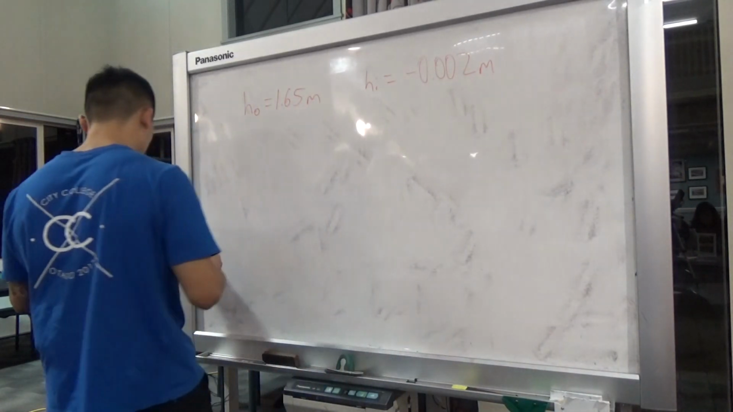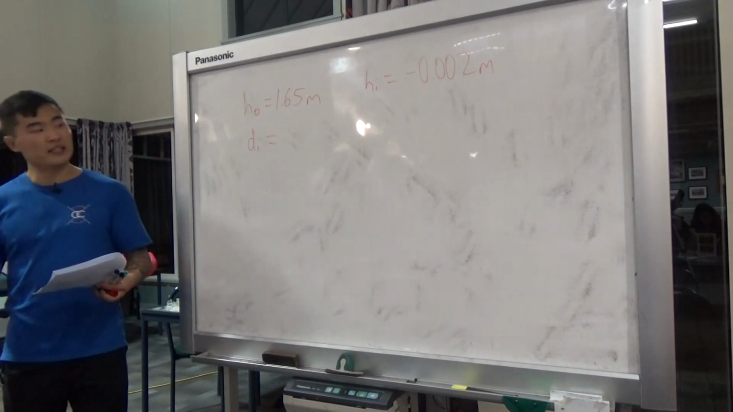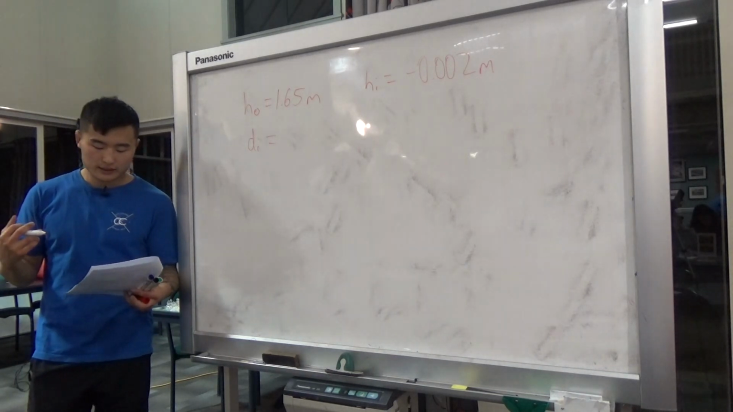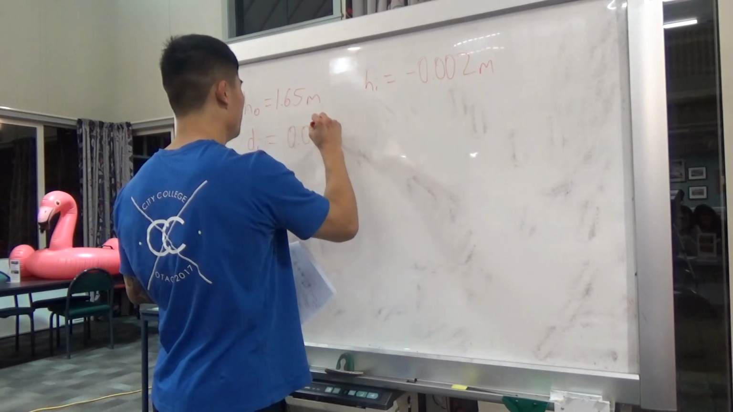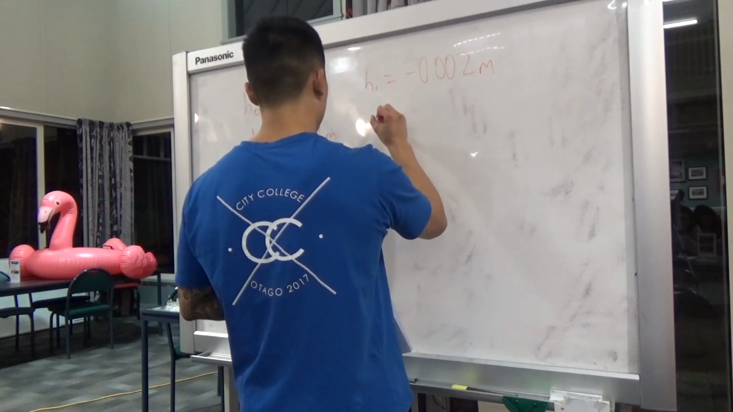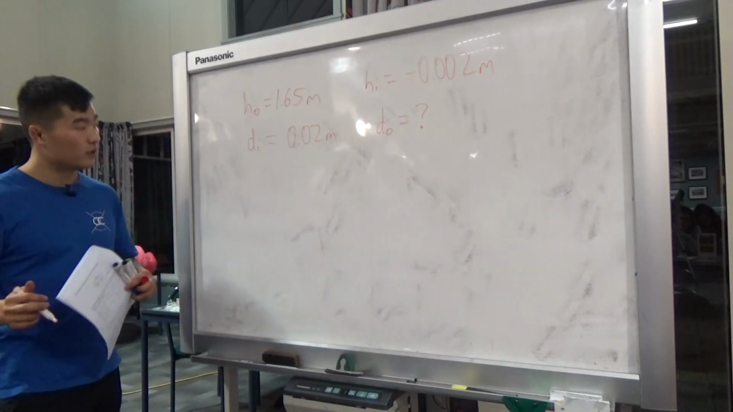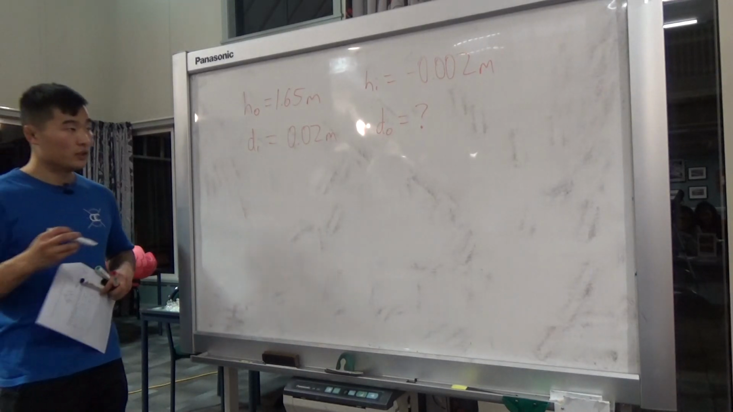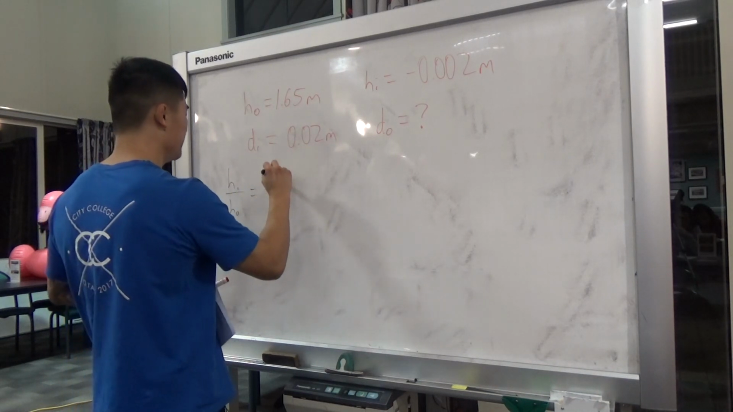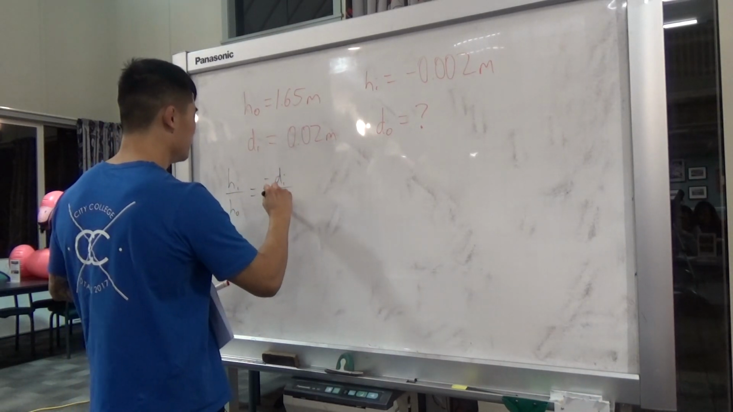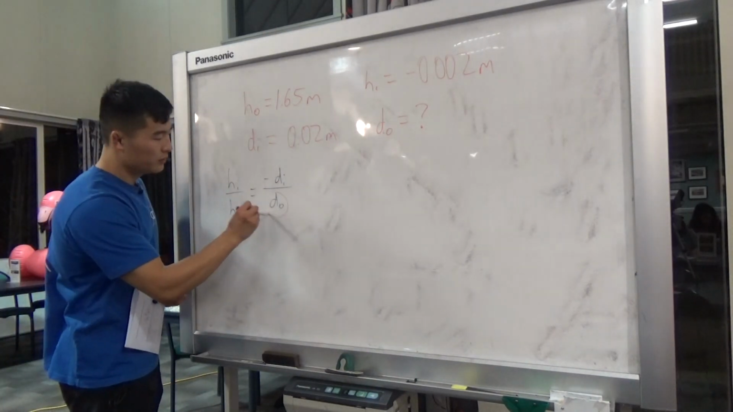And then we have the DI, so that's the lens to retina distance. So remember, the image is forming on the retina, and the distance is 2 centimeters, so 0.02 meters. And then what we want to find out is the distance of the object. Okay. So we've got this equation, HI over HO is equal to negative DI over DO. Okay, so what we want to find is DO.